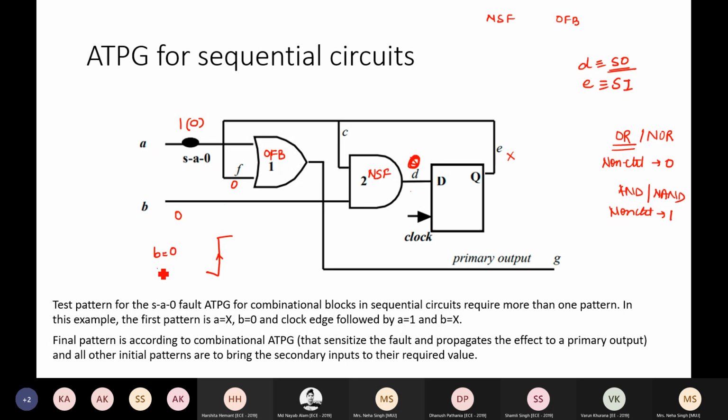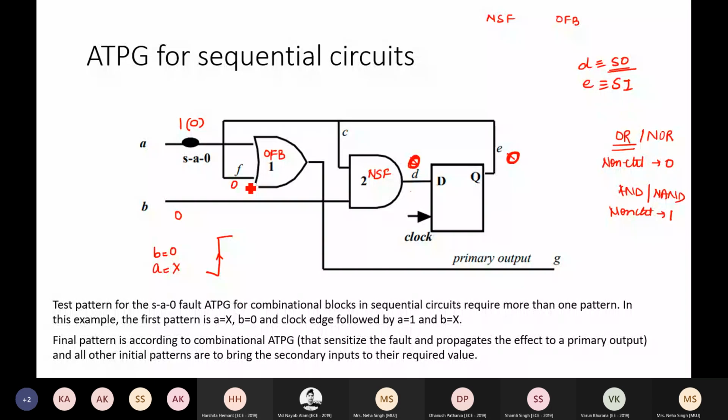What should be the value of A at this time? Because I am writing the test pattern, I should specify all the inputs. But A has no effect right now, right? So A is X. So the first test pattern becomes A equal to X, B equal to 0. So X 0. After that, the clock cycle came, and from the clock cycle this B equal to 0 is propagated to E. Now E becomes 0. Now if E becomes 0, this 0 will be read at F.